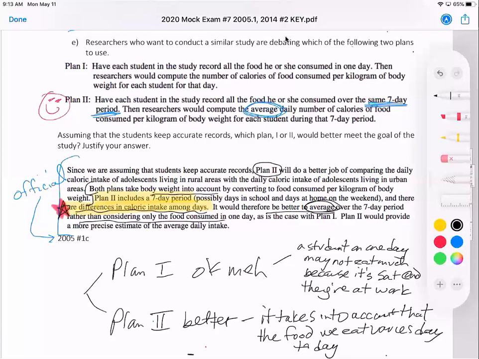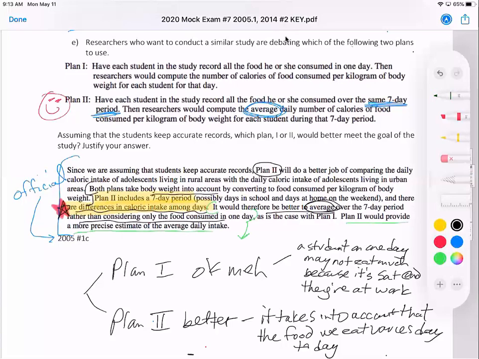So that's kind of that statement right there. That's where they're doing the pro and con, that sentence right there. An average over 7 days is stronger evidence, stronger knowledge about what the student's eating compared to just one day. So Plan 2 would provide a more precise estimate of the average daily intake. I kind of like that statement there.